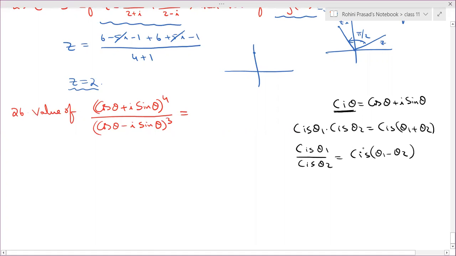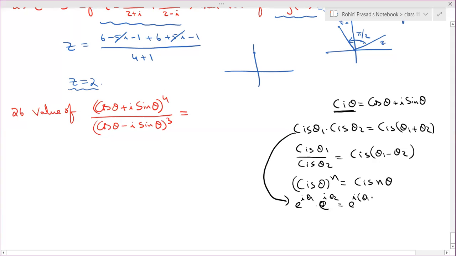So you can use this formula. And of course, De Moivre's theorem: cis theta the whole power n is equal to cis n theta. The evidence for all these is Euler's form. If you write cis theta 1 in Euler's form, this is e power i theta 1 into e power i theta 2. So then it is e power i into theta 1 plus theta 2. And if you write this back in cis form, then you get this. Similarly, you can get the evidence for these two also.